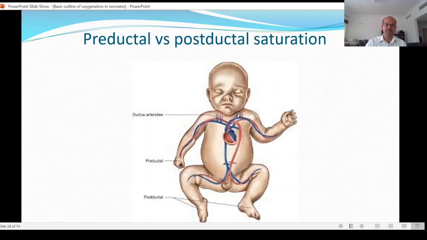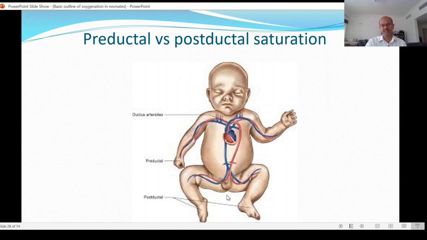So the PDA closes over the first 2 to 3 days, and after this the pre-post ductal saturation should not be different. So we are specifically talking of oxygenation to the brain, which is from the pre-ductal, and so we prefer to titrate your oxygen depending on the pre-ductal measurements rather than post-ductal. So you may end up giving more oxygen unnecessarily to the baby if you have post-ductal saturation recording. So keep an eye on that.